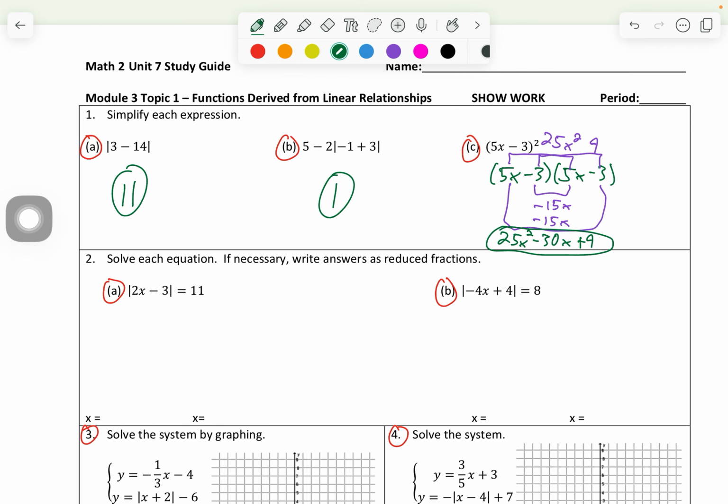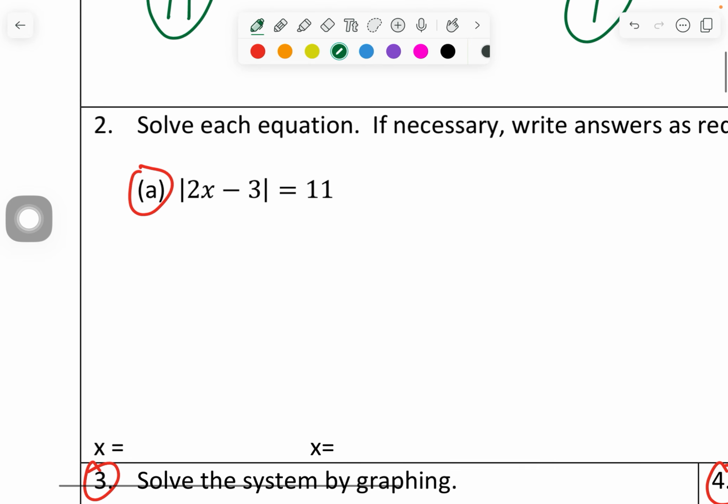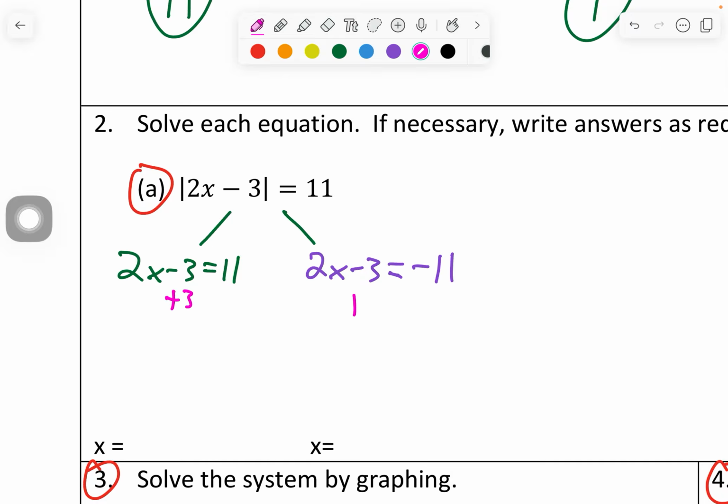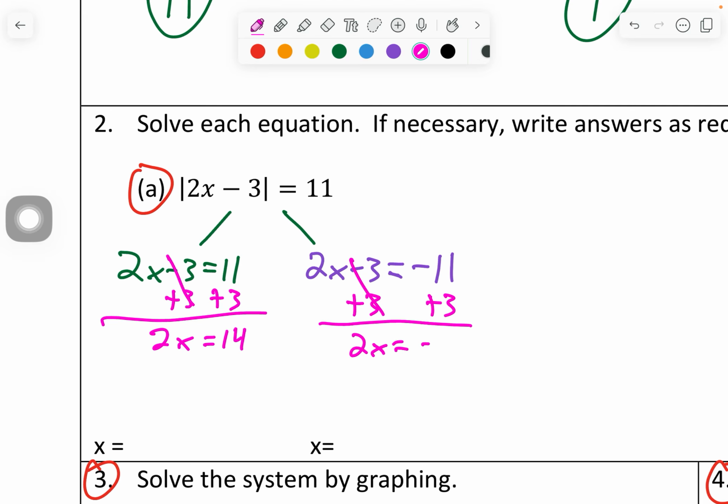2A and B are the same, so we'll do 2. Remember, with these you have to split right away. 2x minus 3 equals 11. Then you make a second one that's the same thing, but it equals the negative of that number, negative 11, and you solve like normal. I'm going to add 3 to both sides in both equations. Over here you get 2x equals 14, and over here 2x equals negative 8. Then you divide by 2.